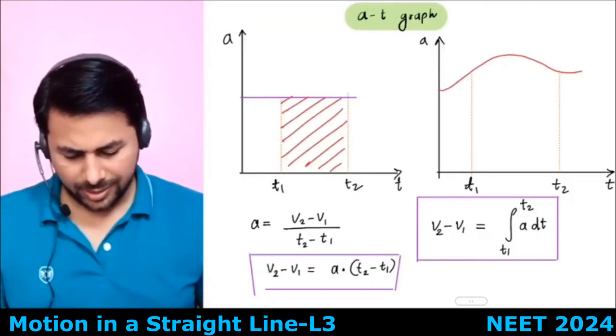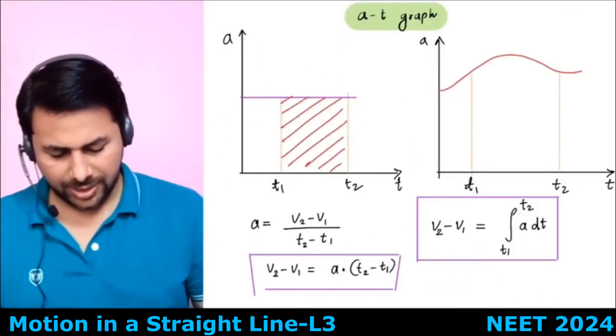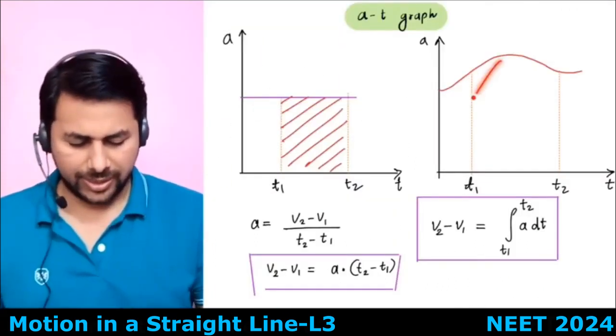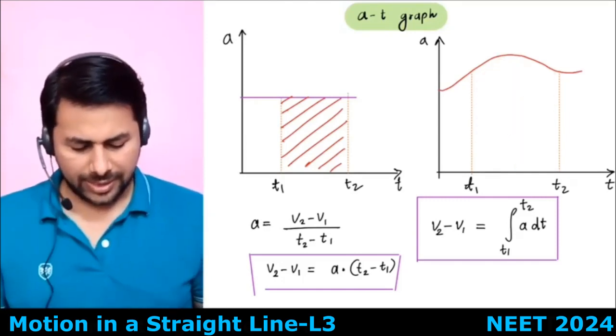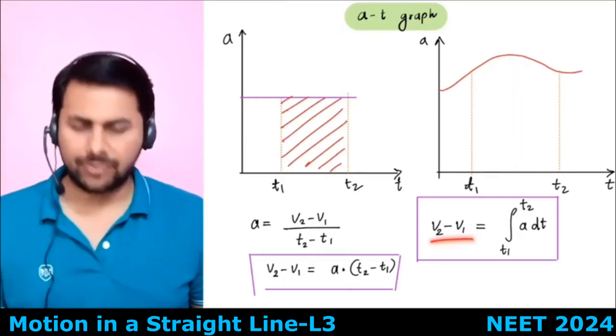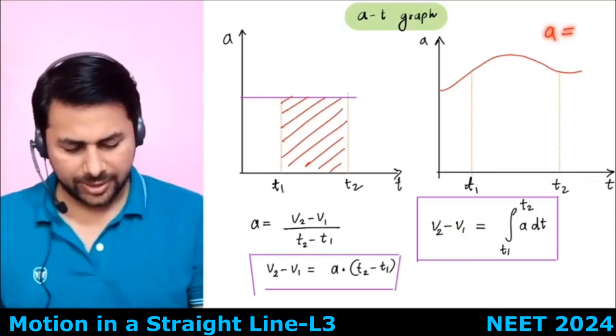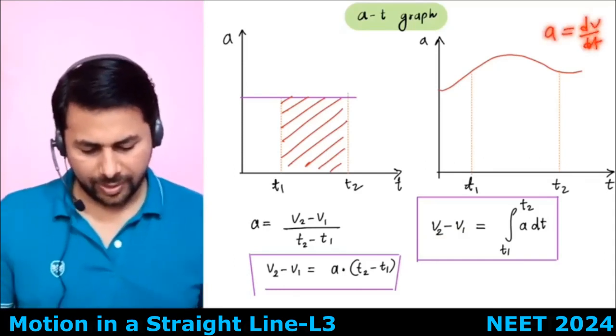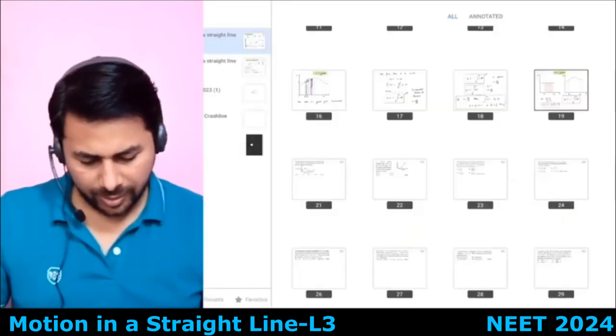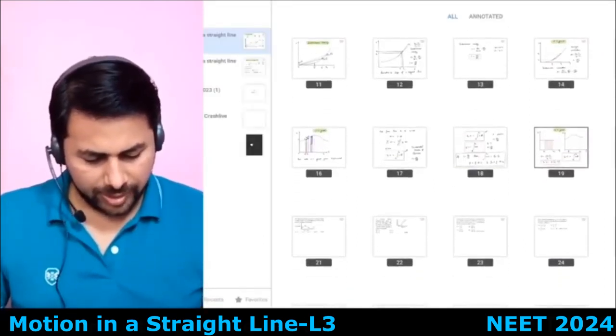And then if you take the area under the acceleration versus time graph, you will get the change in velocity, because acceleration is dv by dt. So this we saw.